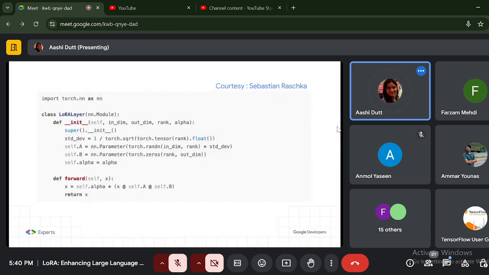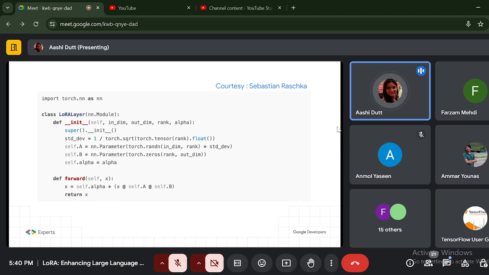We have standard deviation, so 1 upon torch square root of rank. Then our A matrix would be nn.Parameter, a randomly generated matrix A that has input dimension, the rank, and multiplied by standard deviation as shown in the figure. Then a B matrix is initially torch.zeros, a matrix of zeros, having the size of rank, comma, output dimensions.